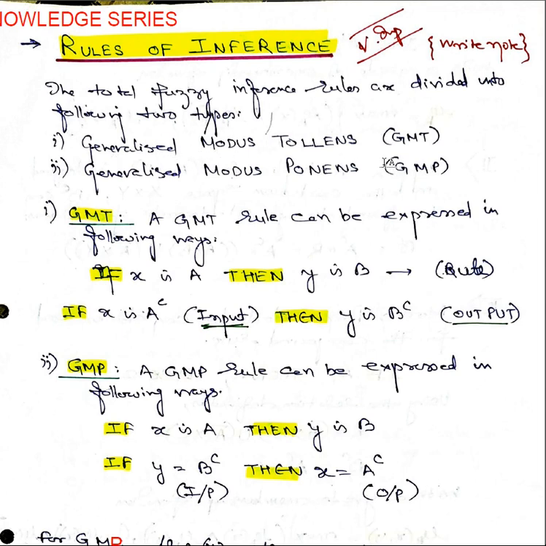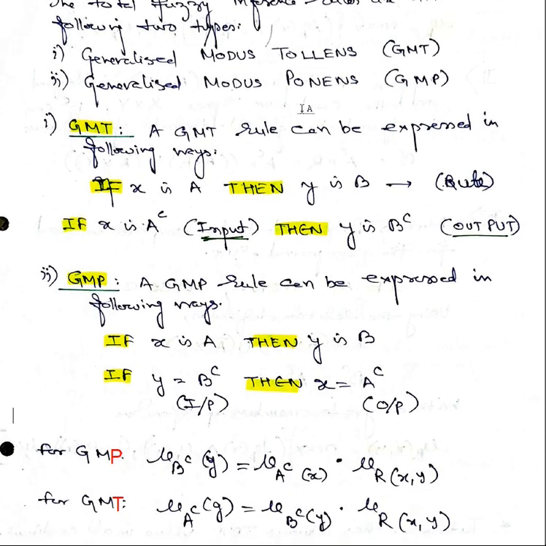One is generalized modus tollens and the other generalized modus ponens, that is GMT and GMP. GMT says that if X is A, then Y is B. If that is the case, this is the antecedent and this is the consequent. Then if we take the complement of this one, then the complement of that follows. So this is the GMT rule. So that's the statement: if this is true, and if you take the complement of this one, this is false, then this is false. That is what is in the GMT.